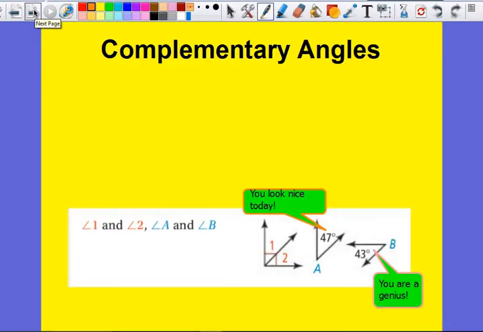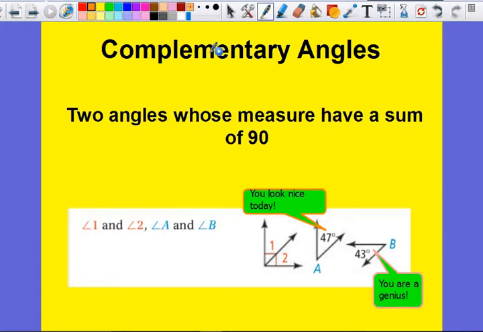All right, next up, we have complementary angles. You should have heard this before this class, but complementary angles are two angles whose measures have a sum of 90 degrees. So if you look down here below, you have angle 1 and angle 2 equaling 90. Now, is there a number written in there? No. But you should know that this little red box right here tells us that it's a right angle. And if it's a right angle, we know it's 90 degrees. Also, you could look at angle A and angle B here, and 47 plus 43 would equal 90, all right?